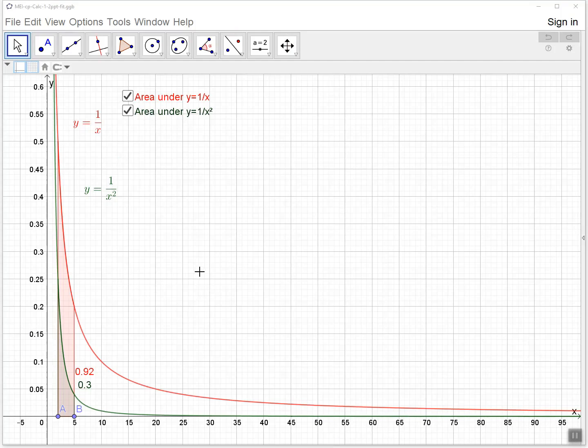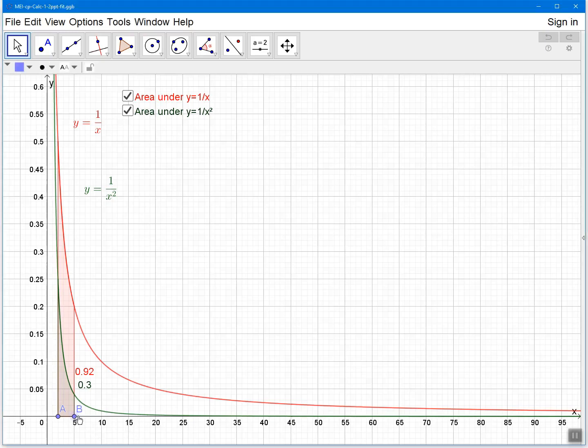Here's a plot of those two functions. The red line is the function y equals 1 over x, and the green line is the function y equals 1 over x squared. These two numbers at the bottom here represent the area under the red function and the green function between a and b. Let's watch what happens as we raise the upper limit. You can see that both values are increasing, although the red one is increasing much faster.